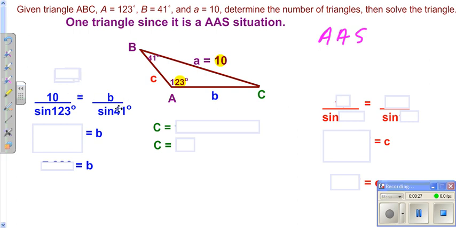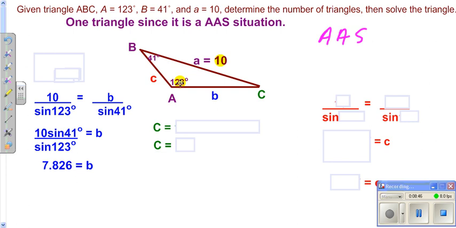Now I need to get B by itself, so you're going to undo dividing by the sine of 41. So all I have to do is just multiply both sides by the sine of 41. This is my calculator ready form. I go ahead and type that into my calculator, and I get my decimal approximation.